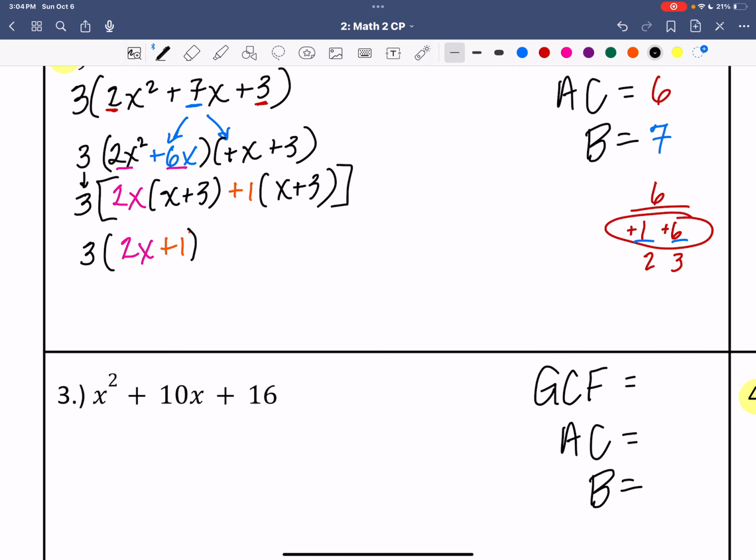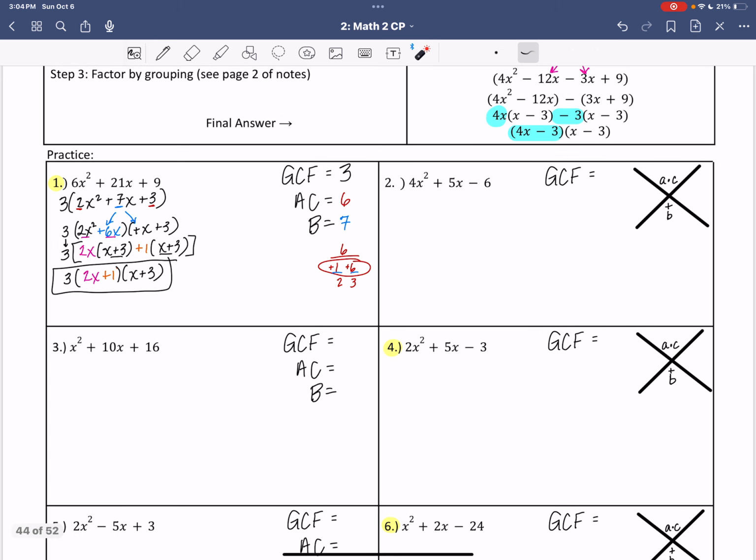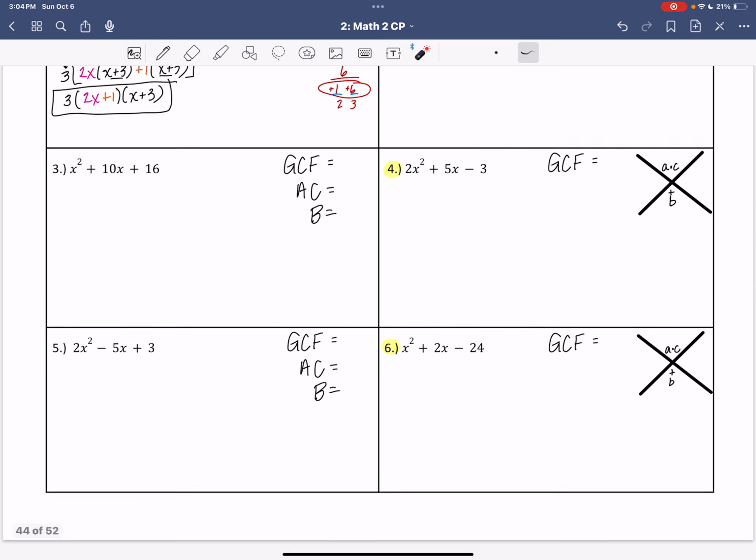And then that is times whatever is in the parentheses. Those two should be the same. And then this is your final answer. All right, so that's one way to do it. Once I show you how to do this one, you're going to do that up here, or you can do either way you like.